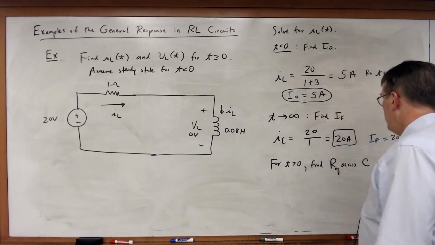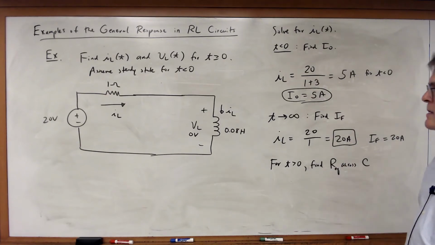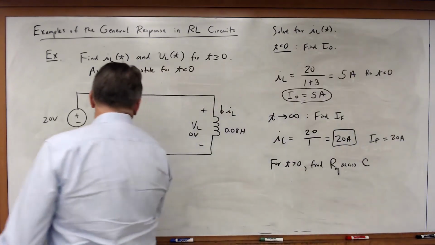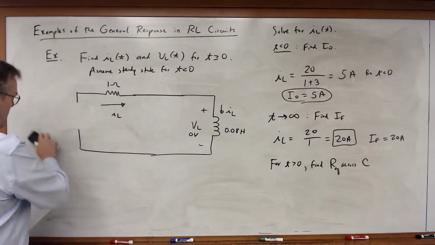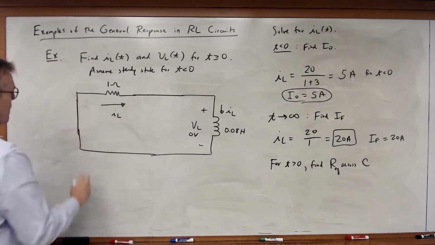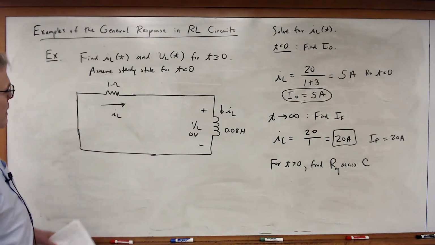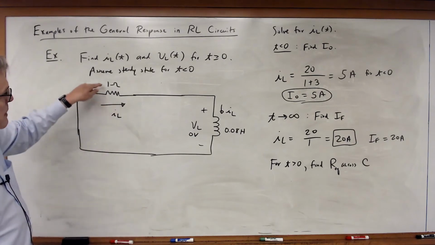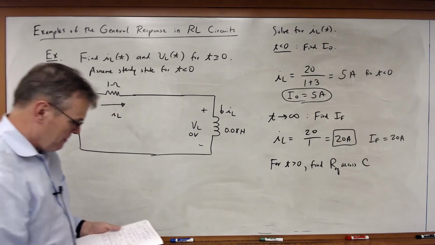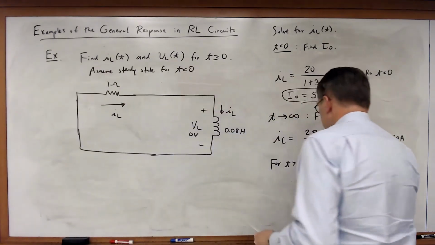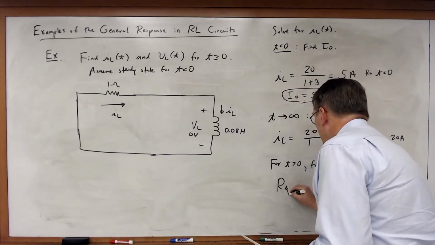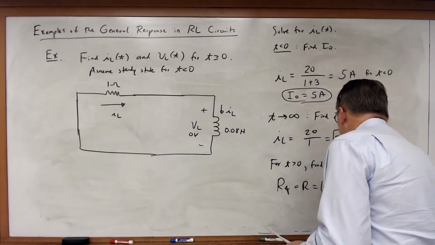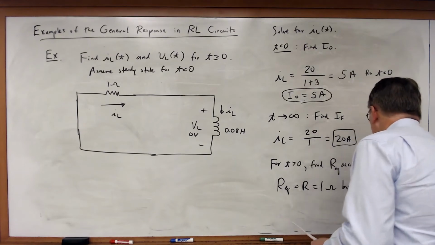Let's find my Thevenin equivalent resistance across C. And in this case, I zero out the 20 volt source. And what do you know? By inspection, R must be equal to 1 ohm. And so in this case, R equivalent is equal to R is equal to 1 ohm by inspection.